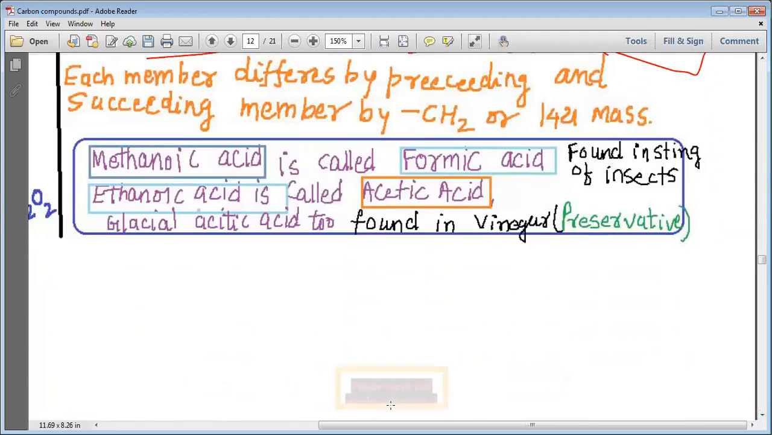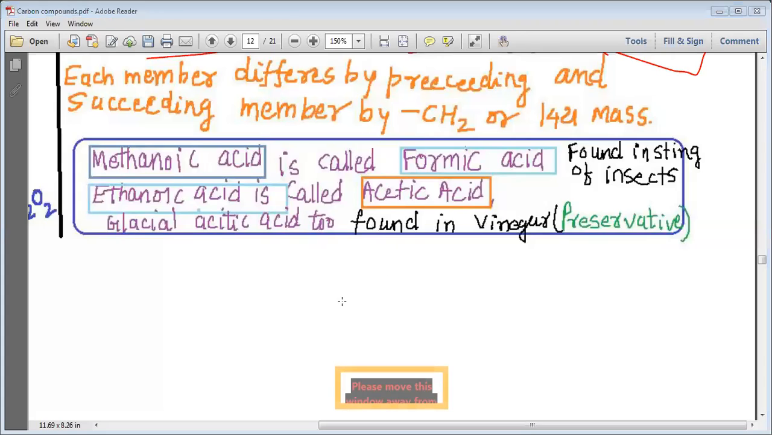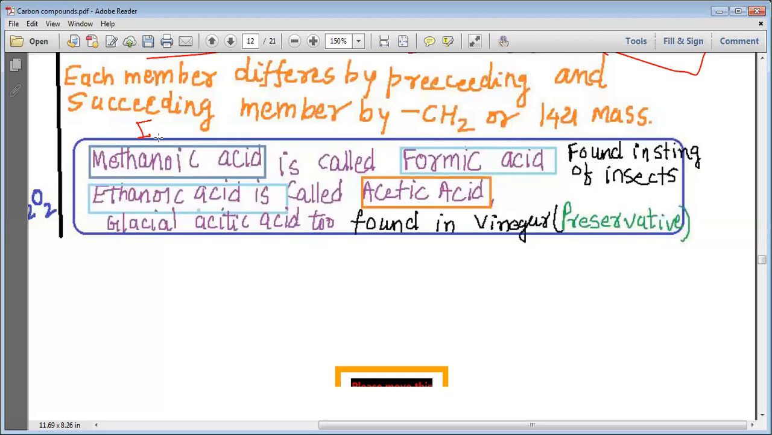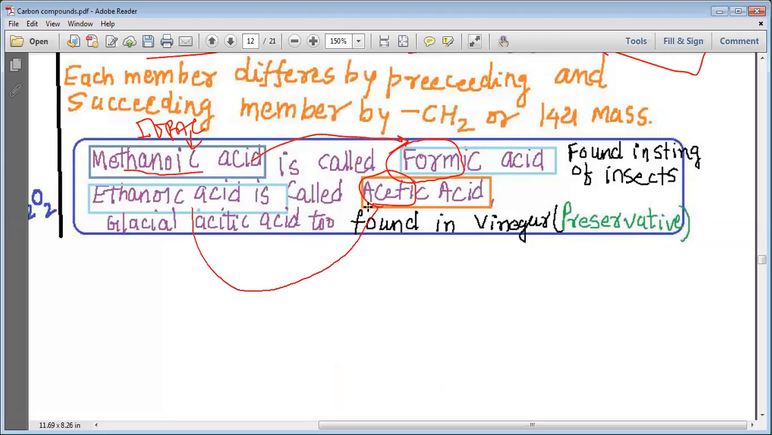Now, as we have seen in the aldehyde, my dear students, here in carboxylic acid even we have the common names. So these are the IUPAC names, my dear students. But we have seen that for one carbon, we use the word form in a common name. For two carbon, we use the word acet for the common name. So here, this methanoic acid can also be called formic acid, my dear students. And ethanoic acid can also be called acetic acid, my dear students.